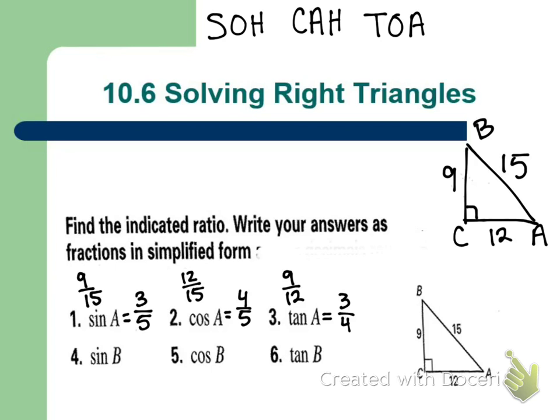Now they want all the same trig functions for angle B, which we could just go back to our triangle and start over with B as our reference point. Does anyone remember that the sine of B will be the same as what? Cosine of A. So sine of B and cosine of A will be the same thing. Good. Cosine of B will be the same as the sine of A.